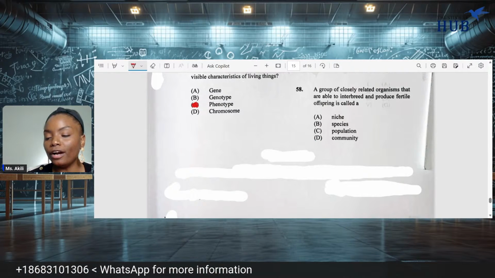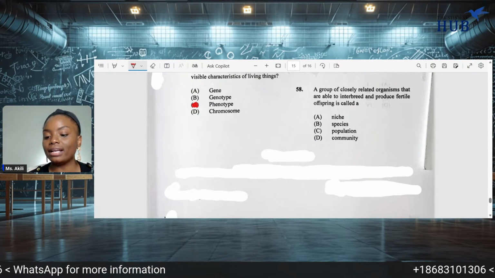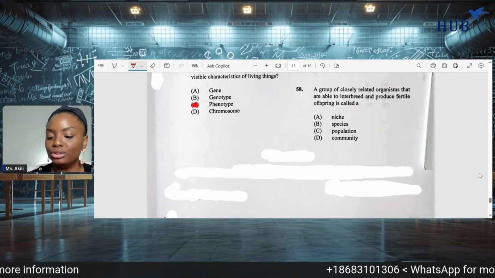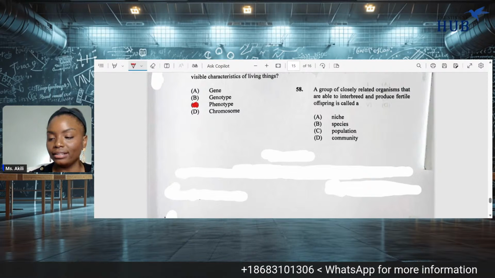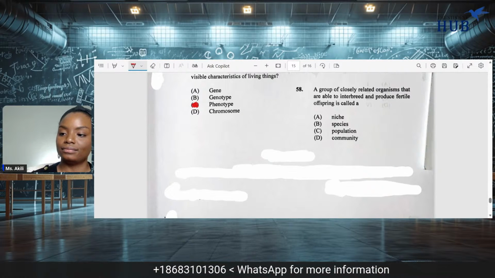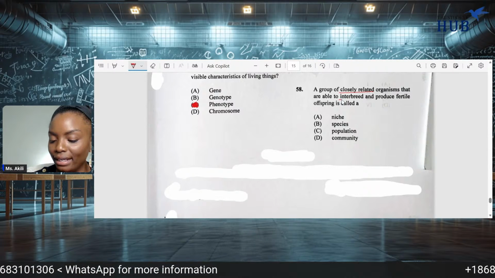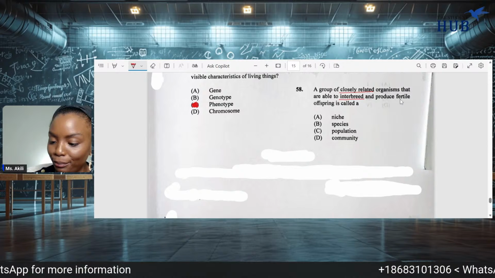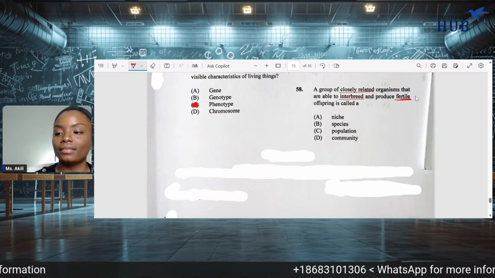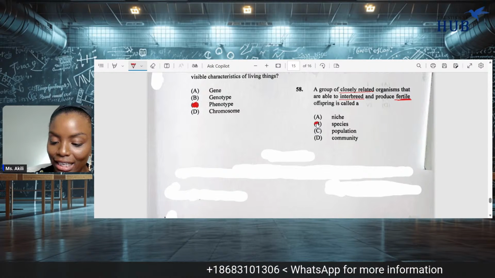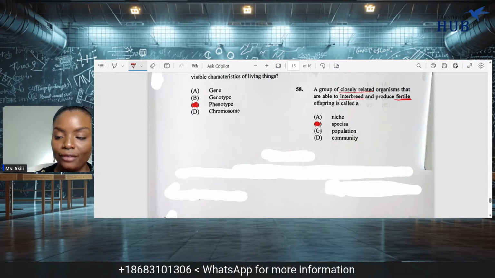58, a group of closely related organisms that are able to interbreed and produce fertile offspring is called a, so we say closely related, ability to interbreed and produce fertile offspring. It's the hallmarks and key points in the definition of a species.